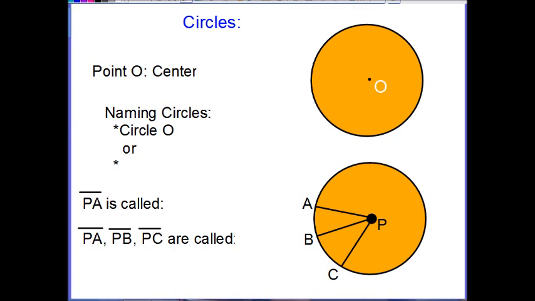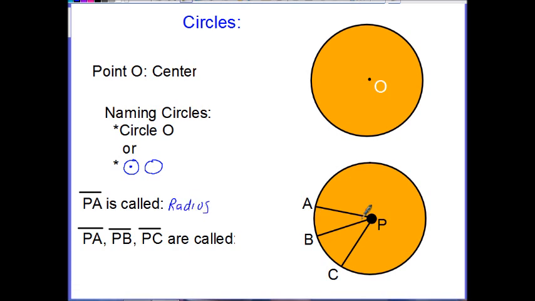And now we're going to talk a little bit about circles. Circles are named by their center point. So for my first circle right here, this would be called circle O. The other way we can name this, besides saying circle O, is to draw out a circle with a dot in the middle, signifying that that's the circle's center, and name it by our center point. Now, on our second circle, we have this segment PA. PA is called a radius.